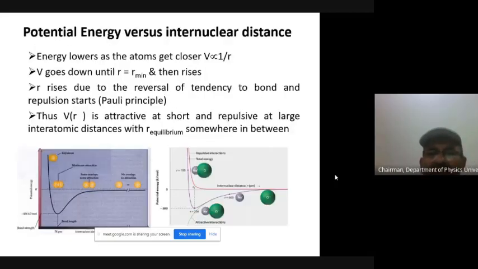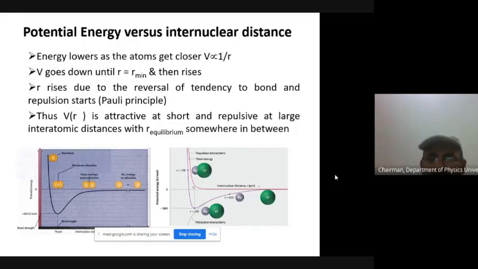Now, let us go a little bit more towards physics. Potential energy versus internuclear distance. Because when you are talking of the distances between different atoms, you are basically talking in terms of the distances between the centers of nuclei of the two atoms. Energy lowers as the atoms get closer.